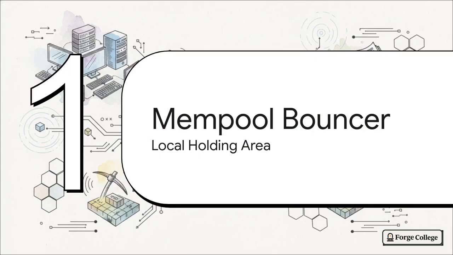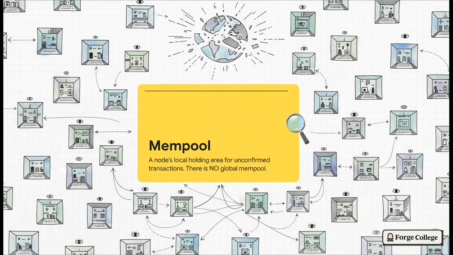All right, part 3, the mempool bouncer. Our transaction hitched a ride on the gossip protocol and successfully arrived at a node. But hold your horses, it is not confirmed yet. It now faces the strict nightclub bouncer of the network, the mempool. Now let's clear up a massive misconception right now. The mempool is a node's local holding area for unconfirmed transactions. I really want to emphasize that word local.